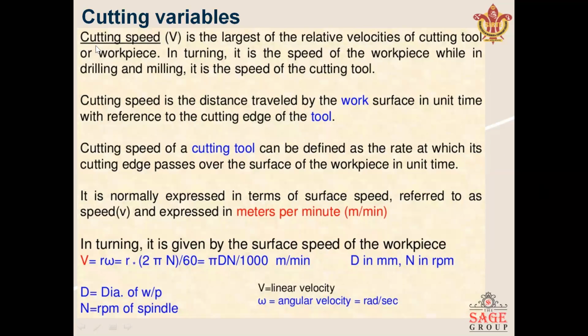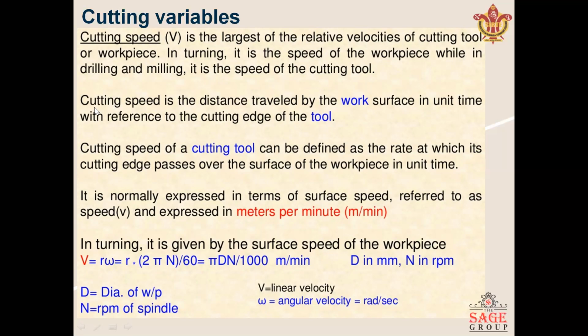Also the relative speed or cutting speed V is the largest. This is the first cutting variable, the largest of relative velocities of cutting tool or workpiece. In turning, it is the speed of the workpiece, while in the drilling and milling, it is the speed of the cutting tool. So this is basically the relative motion between the tool and the workpiece. Somehow we are rotating the workpiece, somehow we are rotating the tool. So in the drilling operation, we are rotating the tool and the workpiece is fixed. But in the case of lathe machine, we are rotating the workpiece and the tool is fixed and fed.